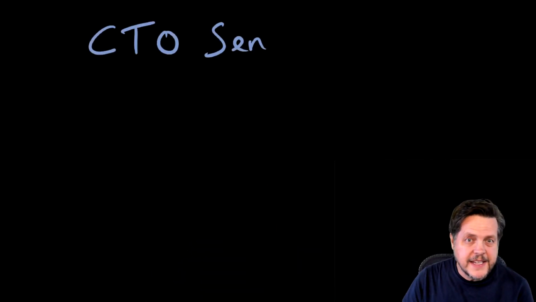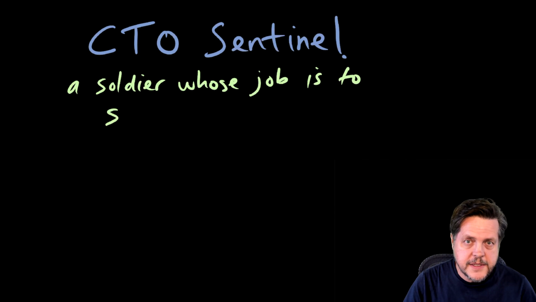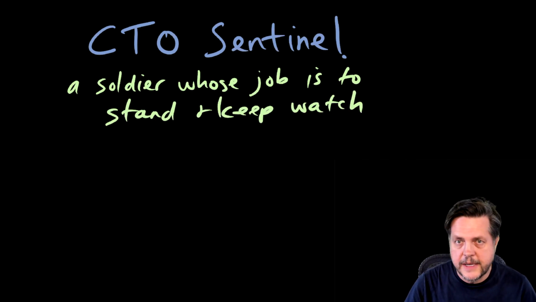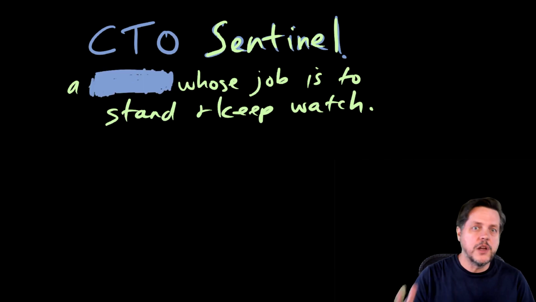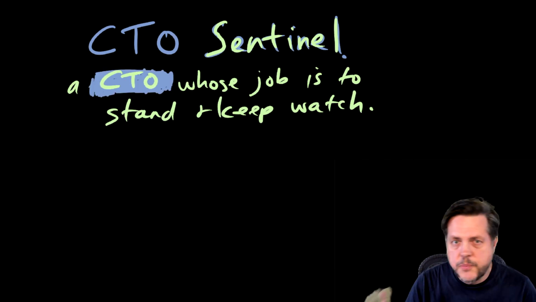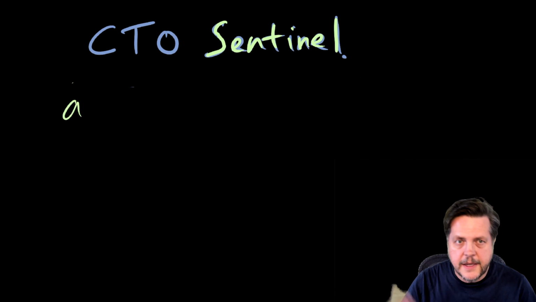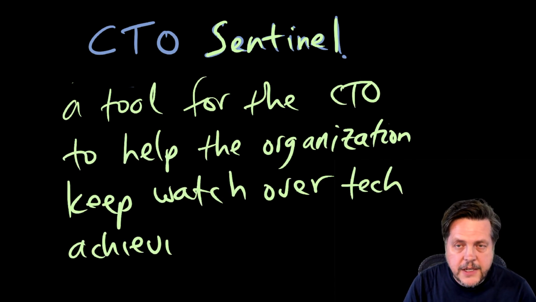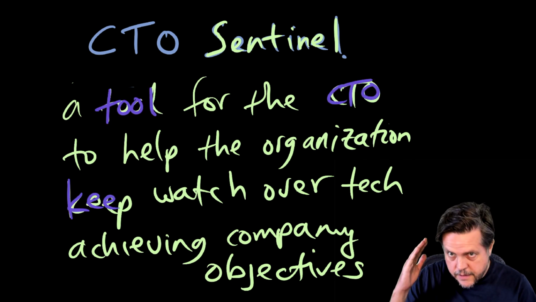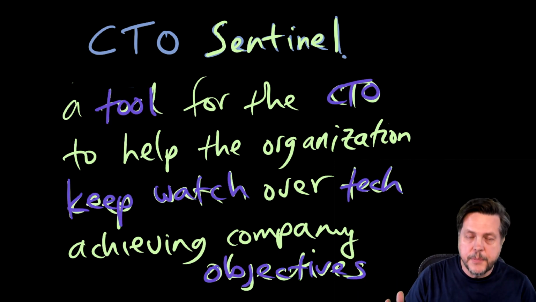So we built the CTO Sentinel as a super simple way to communicate these complexities in the road to achieving company objectives with technology, experiments, projects, build-outs, and innovation. It's a tool to help the C-suite keep watch over how technology is helping achieve the thing it's supposed to do, which is the company objectives.